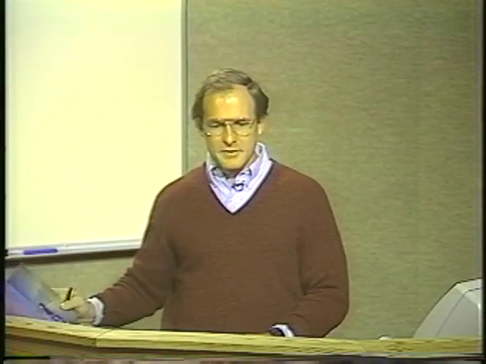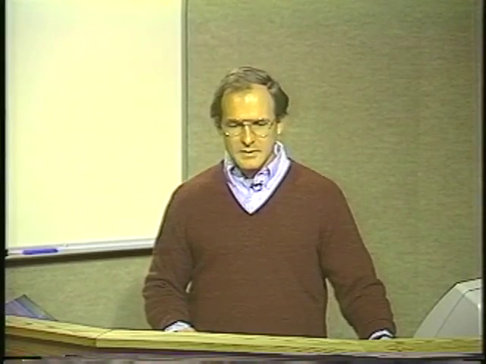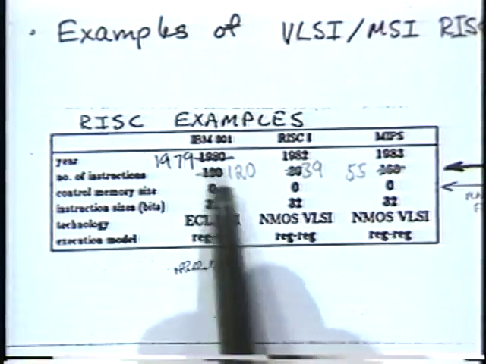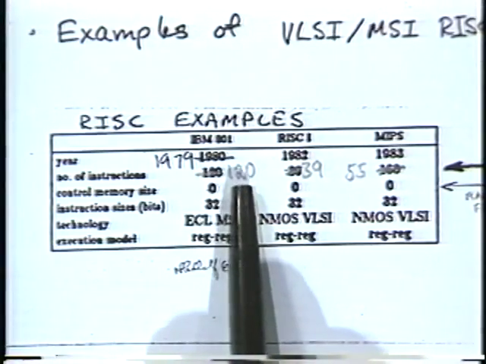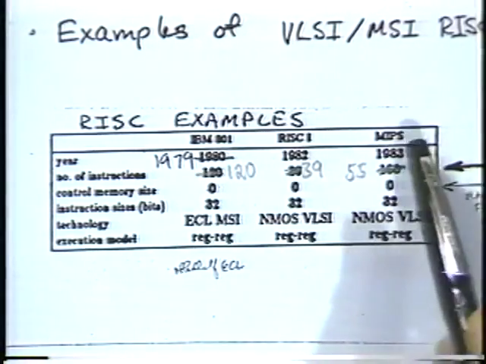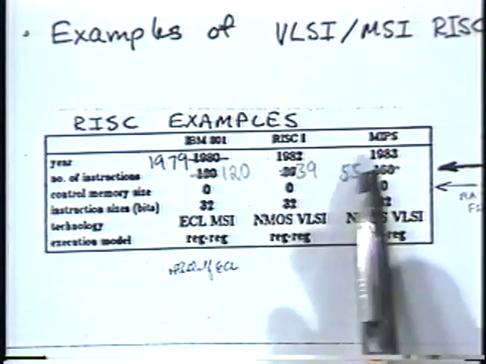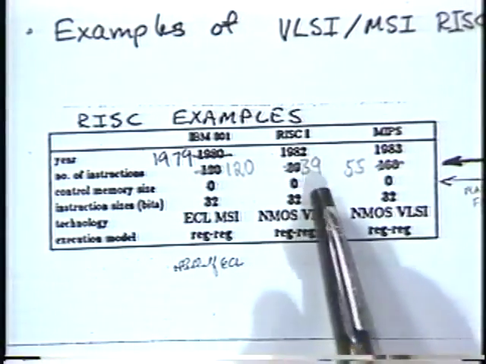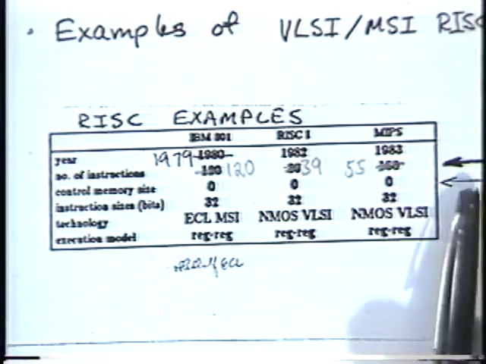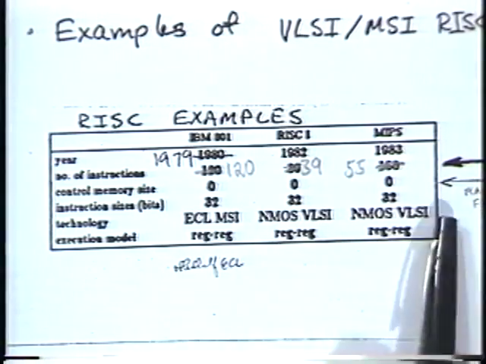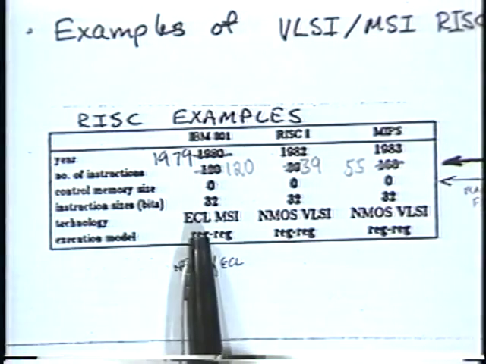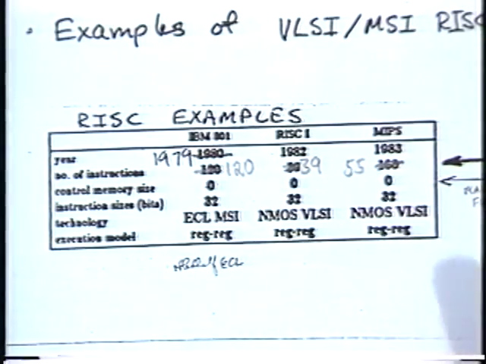So let me go back to those machines and their characteristics. Compared to the previous slide, the IBM 801 was done in 1979, with about 120 instructions. Here are the years for the MIPS and the RISC machines. There were fewer instructions than in the 801, but the main thing about the acronym is the simplicity of instructions. None of them used any control store. All of the instructions were the same size, and the technology, these were two chip designs, custom chip, and this was ECL. And all of them took the register style of execution.